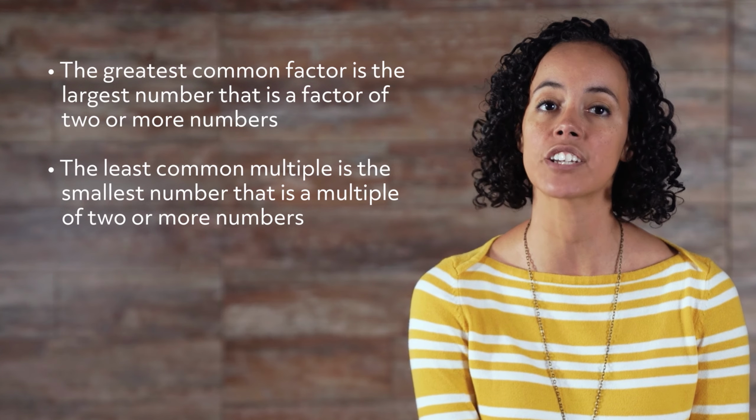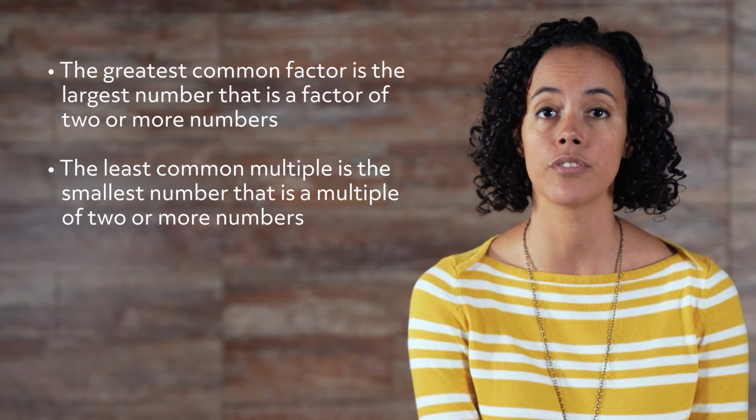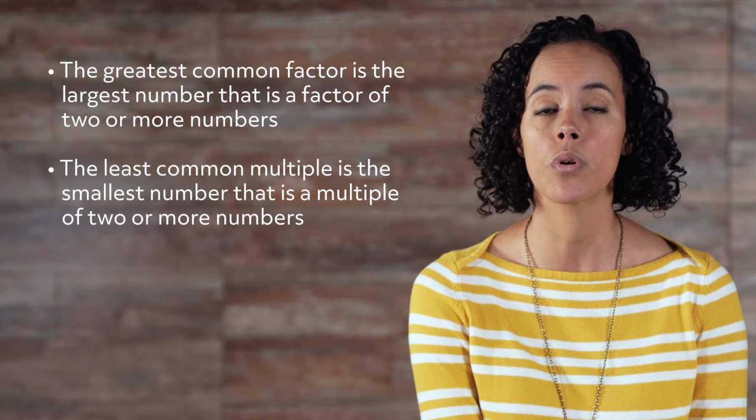Hi, and welcome to this video covering the least common multiple and the greatest common factor. As you know, there are times when we have to algebraically adjust how a number or an equation appears in order to proceed with our math work. We can use the greatest common factor and the least common multiple to do this. The greatest common factor is the largest number that is a factor of 2 or more numbers, and the least common multiple is the smallest number that is a multiple of 2 or more numbers.